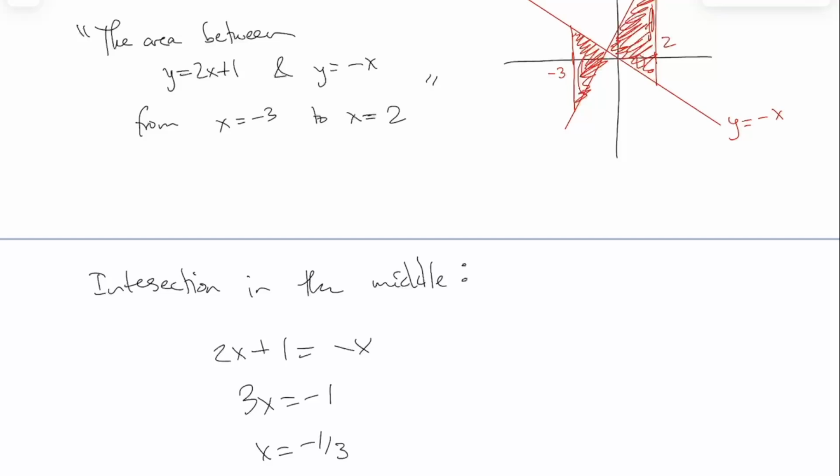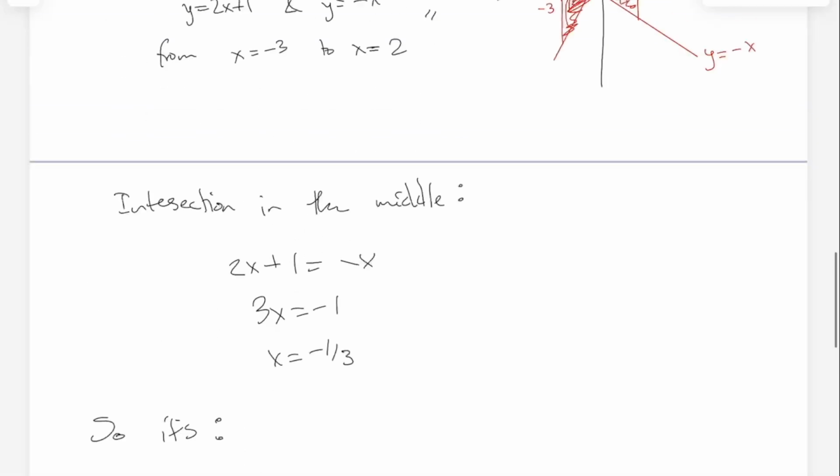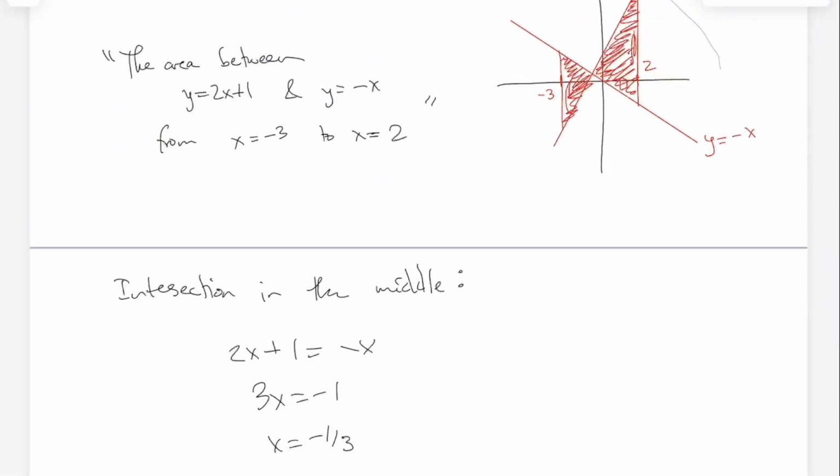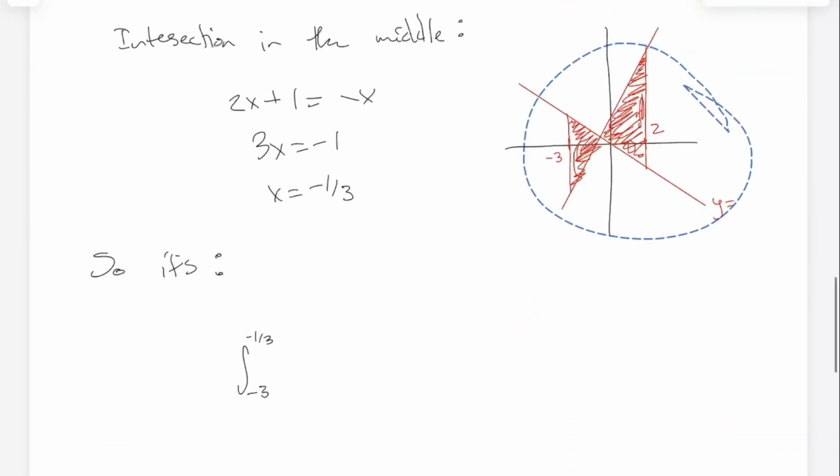And now I'm going to set this up as two separate parts, the piece on the left and the piece on the right, and then you add the two answers together. So the piece on the left would be the integral from minus 3 up to negative a third. Sorry, I had to scroll the picture away. Maybe I'll just copy it down here. The piece on the left goes from minus 3 up to this point, which apparently is x equals negative a third, right?